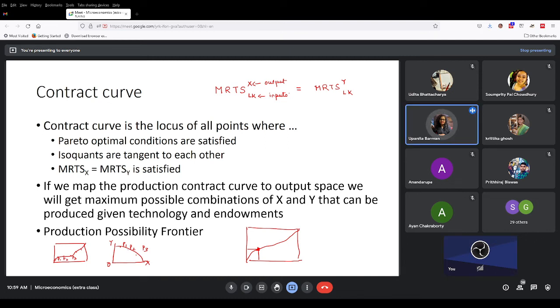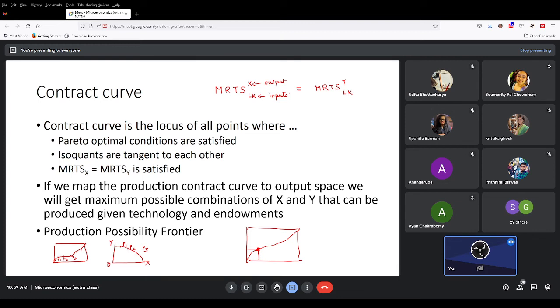So could you repeat the definition once again? The definition of what? PPF. But you know it, don't you? Or have you forgotten? MD taught it to you in the first semester, I think. It's the same PPF. Okay, sir, I'll repeat it.